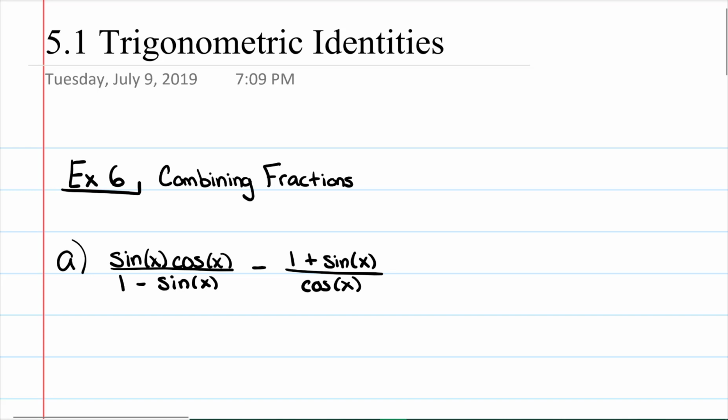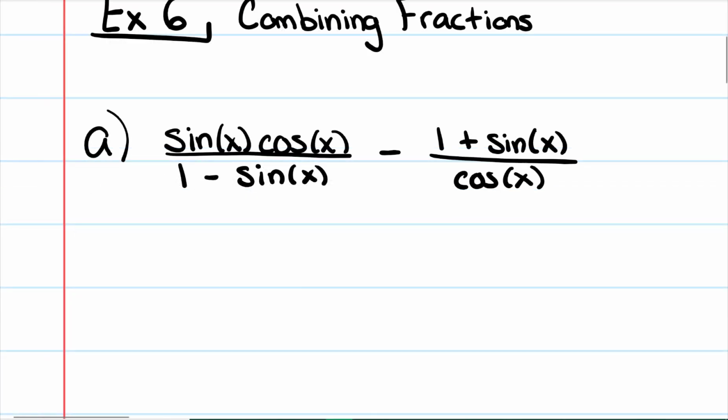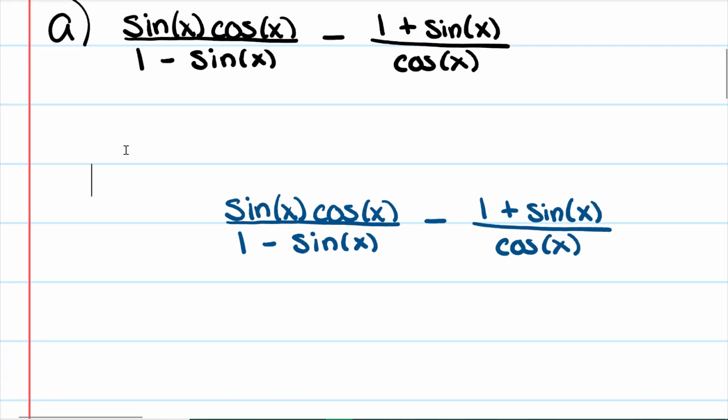5.1, example 6. So in this example, we're going to look at combining fractions. This makes it easier to evaluate trig functions that are complicated at certain values if we can make them simpler by reducing them. So the first thing I'm going to do with this problem is actually rewrite it right below so I can work with it. The technique for getting rid of fractions is very similar to as if you have numbers. You want to have common denominators.